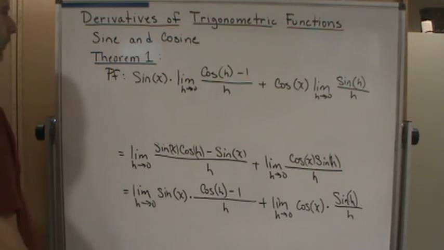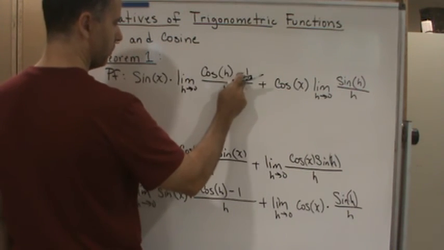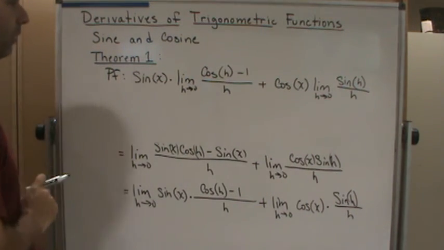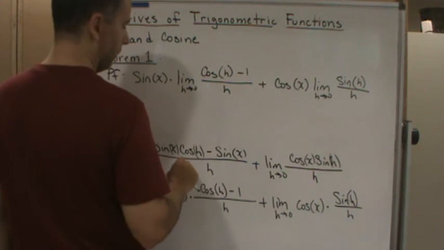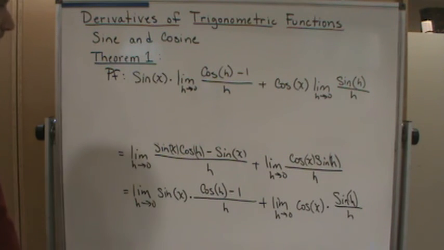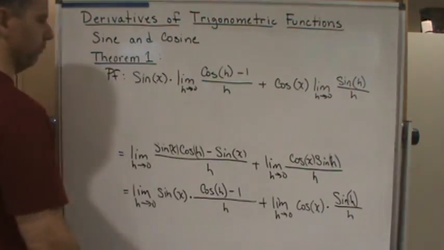And so now, realize that this cosine h minus 1 over h as h approaches 0 is going to go to 0. Why? This is from something we showed before. Okay? And of course, this goes to 1.